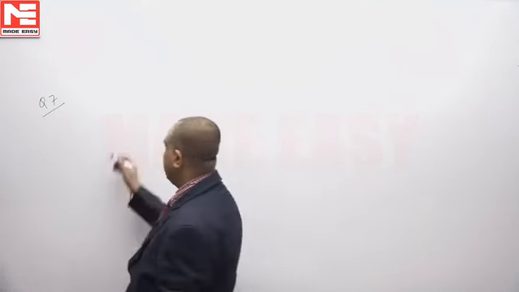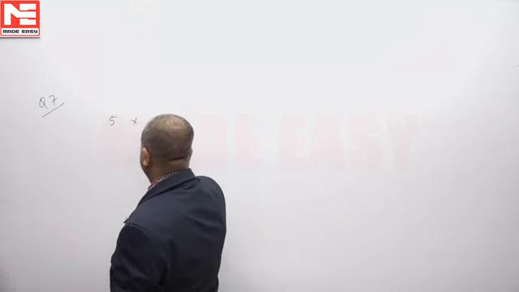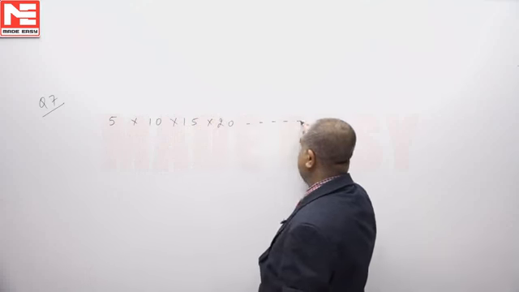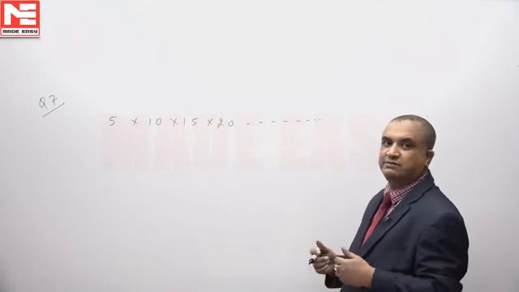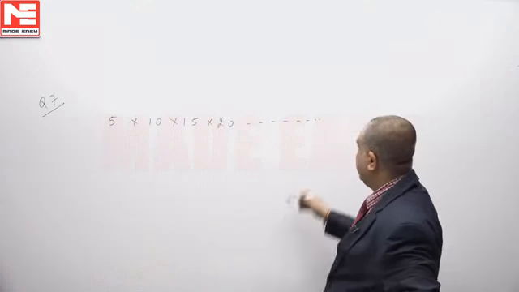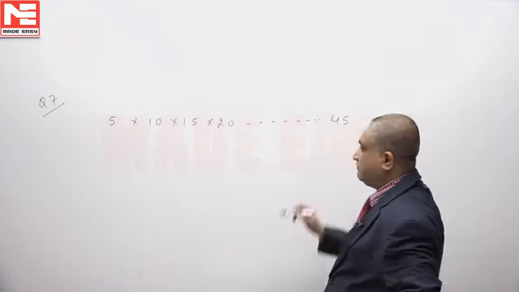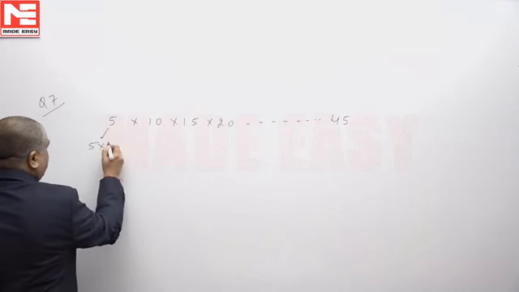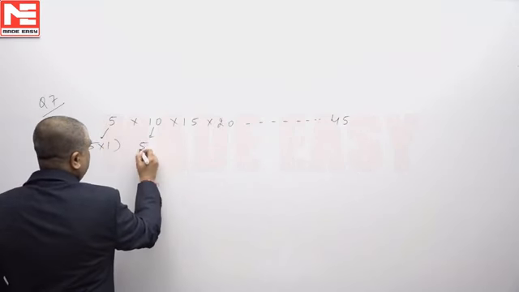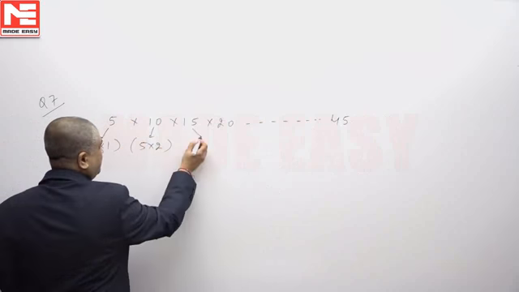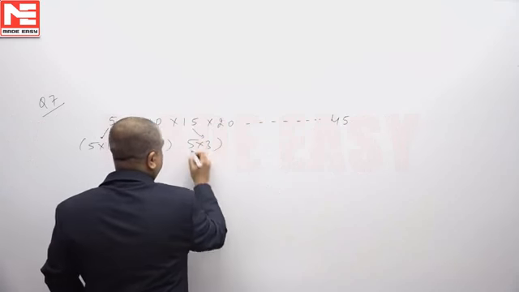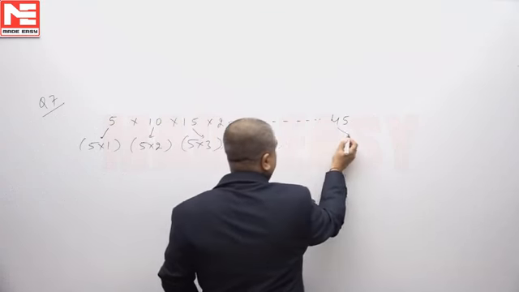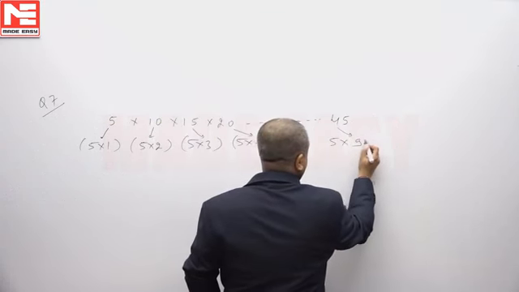So the first multiple of 5 means we are writing 5, then 10 and 15, 20, and so on. We are writing up till 9 multiples of 5, so that is up till 45. We know this is basically 5 into 1, and 10 is 5 into 2, and 15 is 5 into 3, and 20 is 5 into 4, and 45 is 5 into 9.